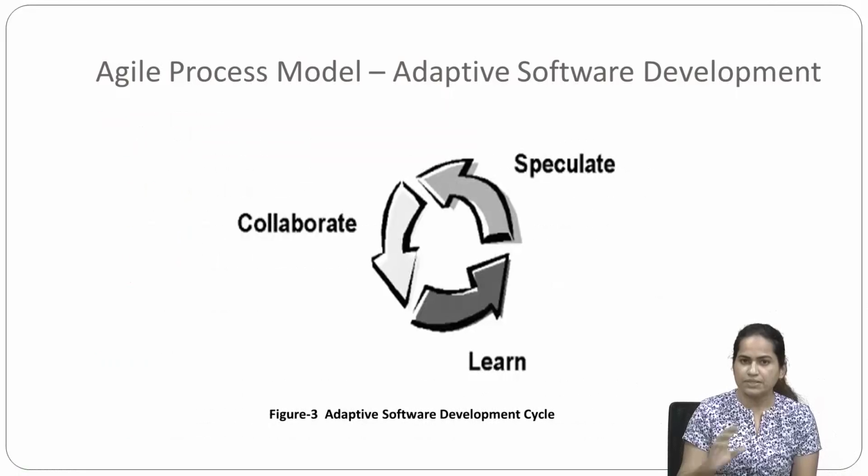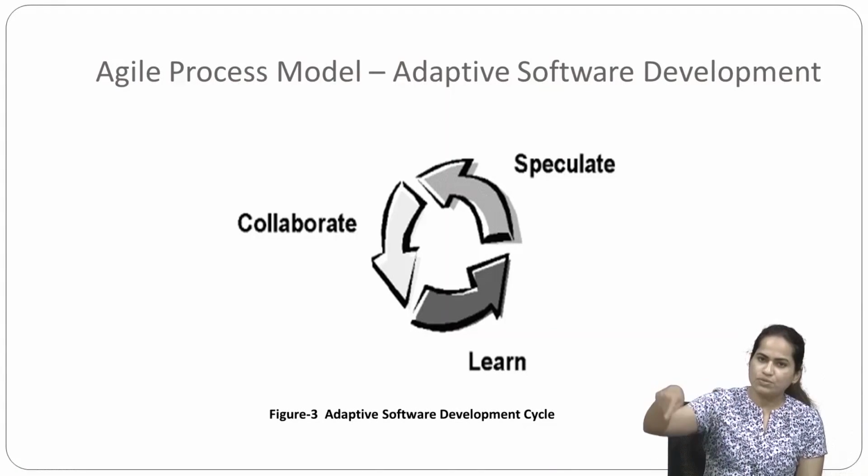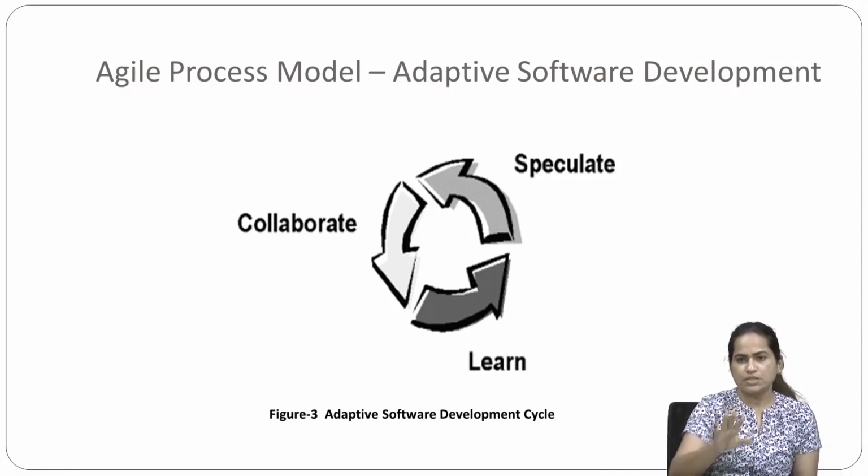So these are the stages we have. As we have seen in the beginning, it is a cyclic model. Here you can see first you have speculate, from that the cycle goes to collaborate, and from that the cycle goes to learn, and so on. Again it will start from speculate, collaborate and learn. So this is what we have in the adaptive software development cycle.